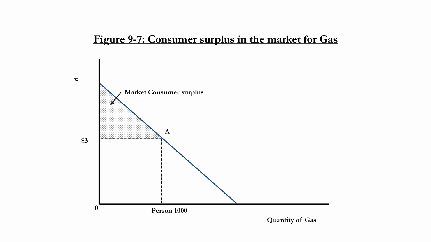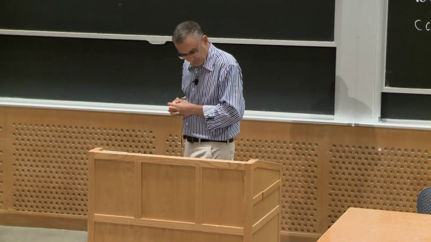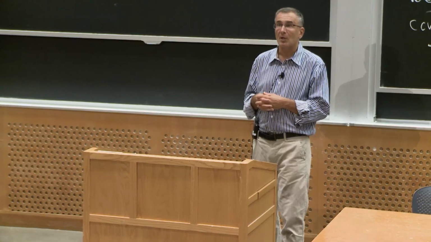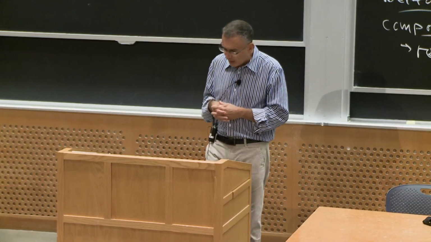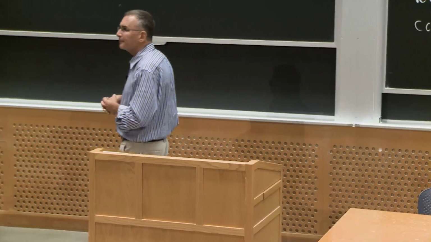And now I can make normative statements. Before I could only make positive statements because utils were meaningless. Now, with this idea of compensating variation, consumer surplus, I can make normative statements. I could talk about how well off you are. Okay? So let's talk about 2 applications of this consumer surplus idea. First is, what if the price rises? So for example, look at figure 9.8.